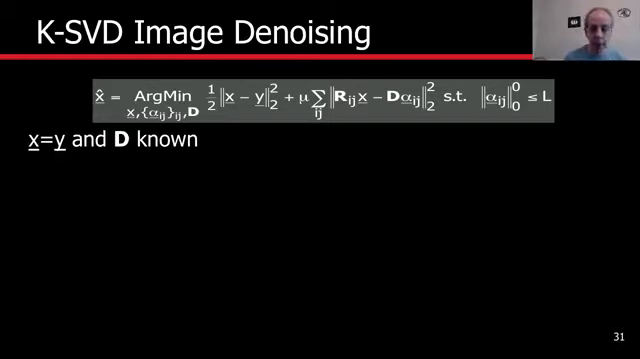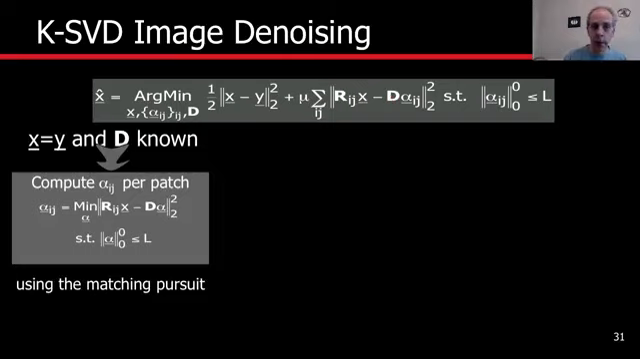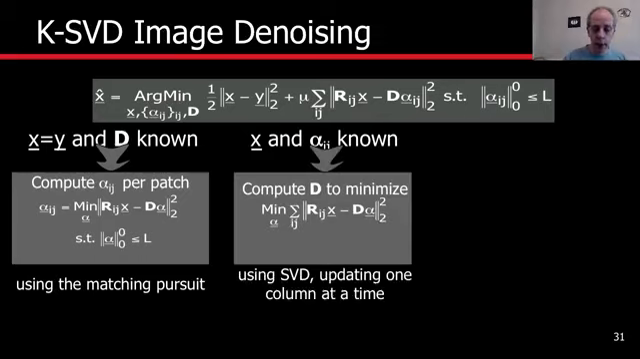For example, you ignore X, and you assume that X is fixed. So you ignore this term and you fix D and you do sparse coding. That's kind of the first part of KSVD. Then you fix the code and you update the dictionary. And this is basically an iteration.